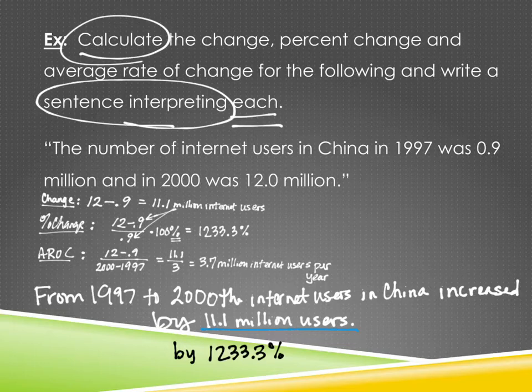The third, again, would say by, and I would say by 3.7 million users per year. Three sentences, they're almost identical, right? I know this isn't English, but I'm not asking you to write a whole bunch, just a little bit. 3 sentences.